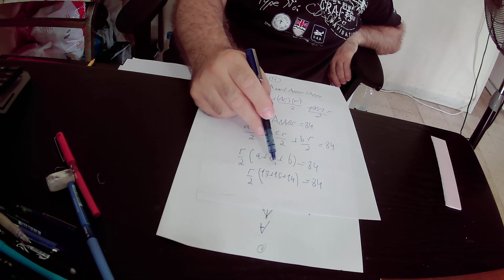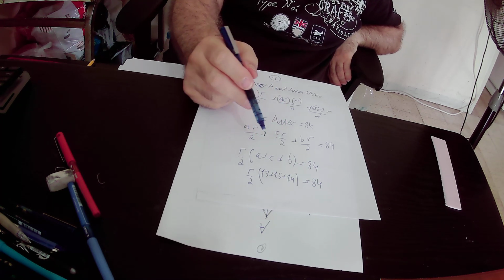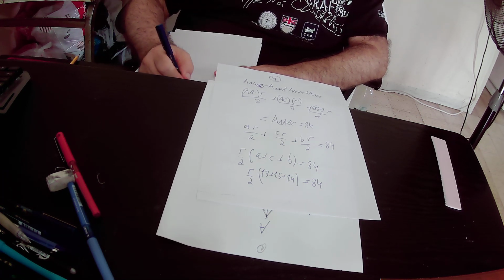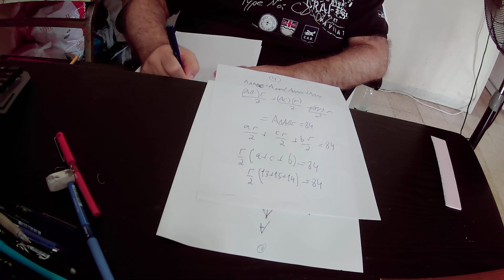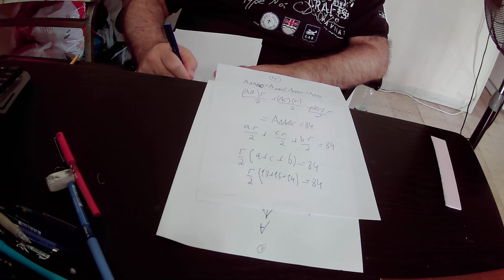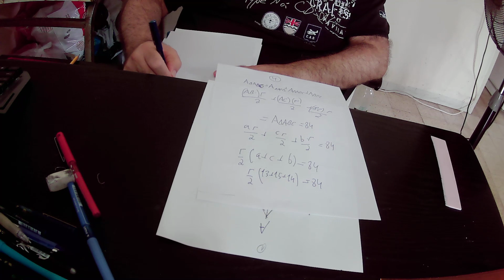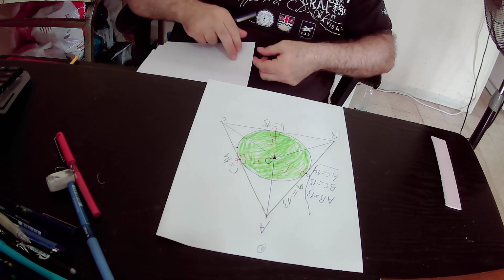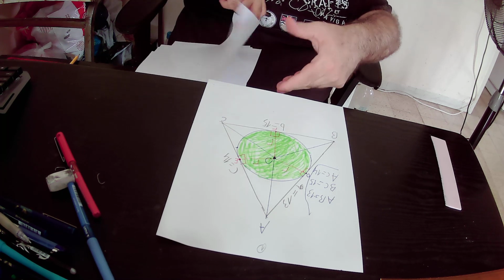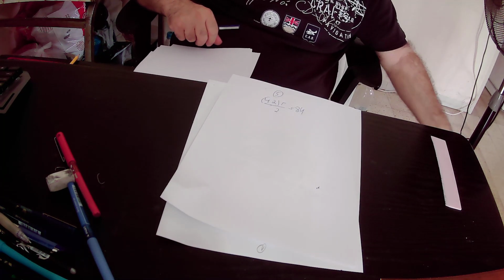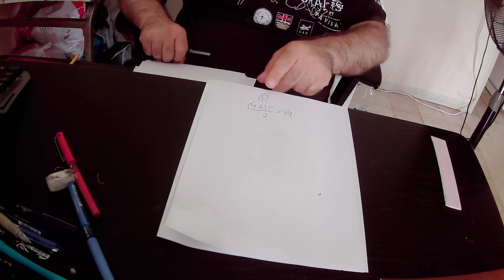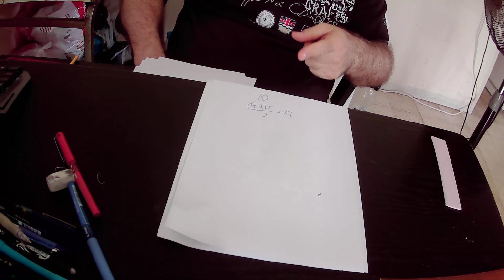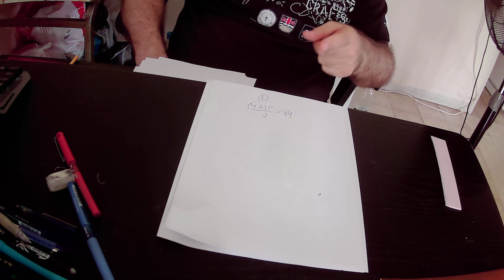13 plus 15 is 28, and 28 plus 14 is 42. So in total we get 42 times the radius over 2 equals 84 square units. 42 times the radius over 2 equals 84. 42 over 2 is 21.